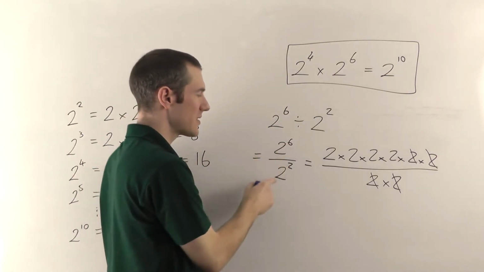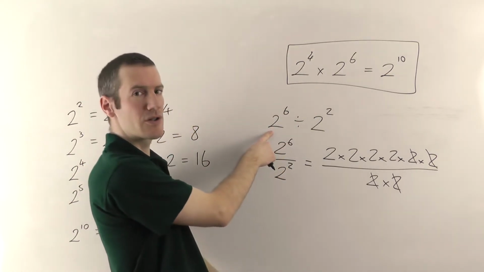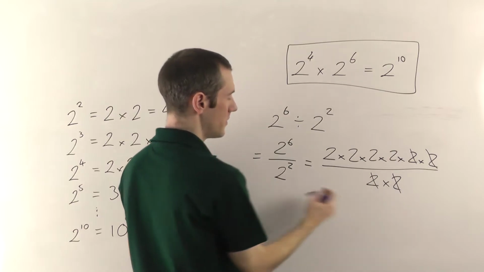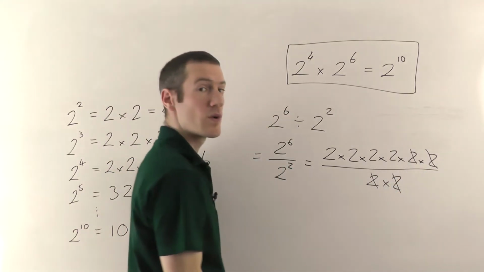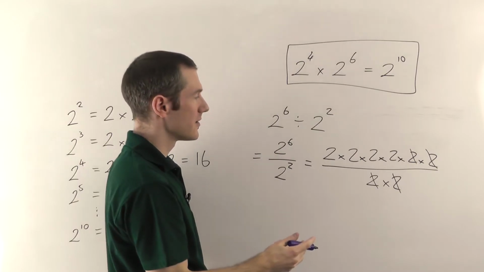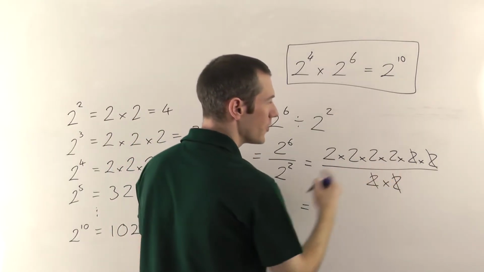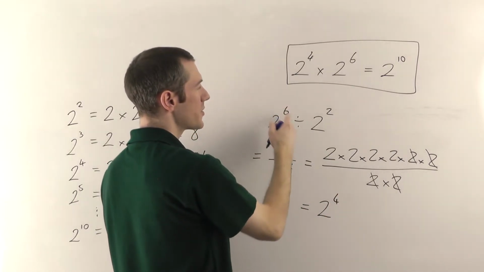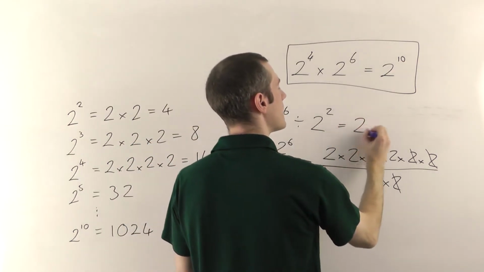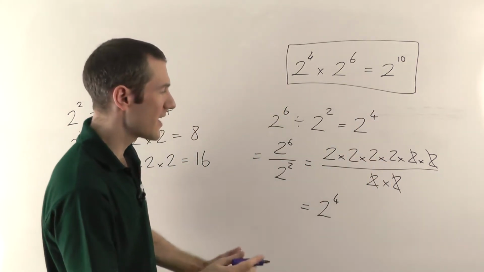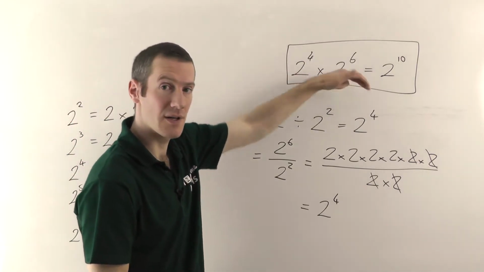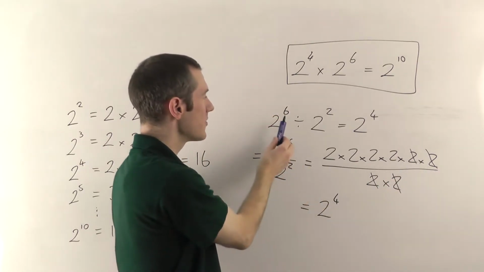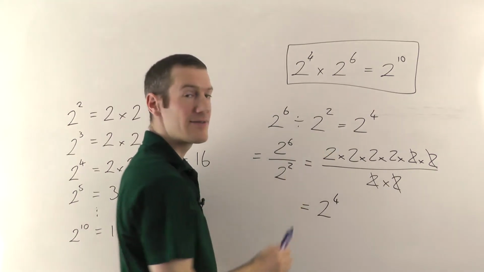So actually, 2 to the power 6 divided by 2 squared, I don't need to work out what 2 to the power 6 is, and then work out what 2 squared is, because the 2 2's on the bottom from the 2 squared are just going to cancel with 2 of the ones from the 2 to the power 6. So what you're going to end up with is 4 2's multiplying, which is 2 to the power 4. So 2 to the power 6 divided by 2 squared is 2 to the power 4. And again, you can see we're just subtracting the powers here. Because the ones on the bottom, the 2 squared, cancel with 2 of the ones from the top, you've got to take these 2 away from here to leave you with 4.